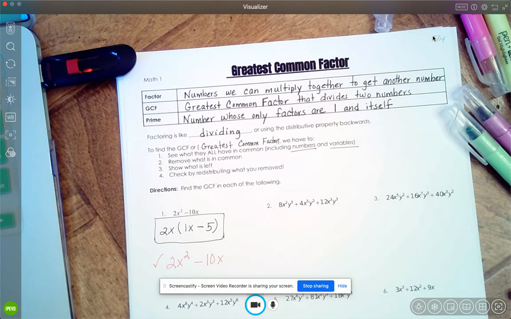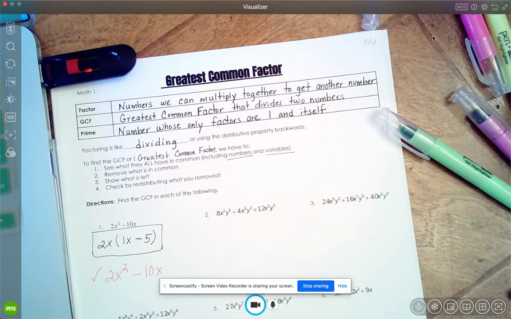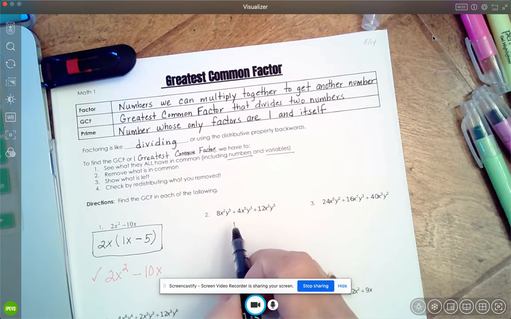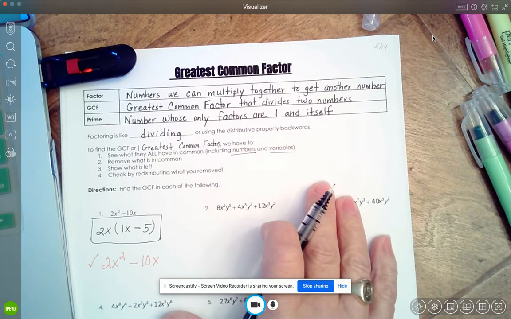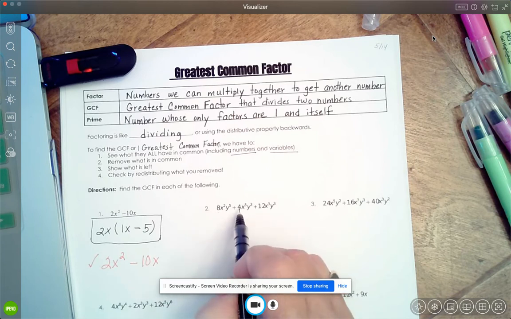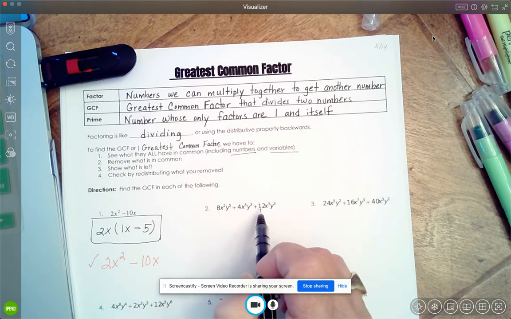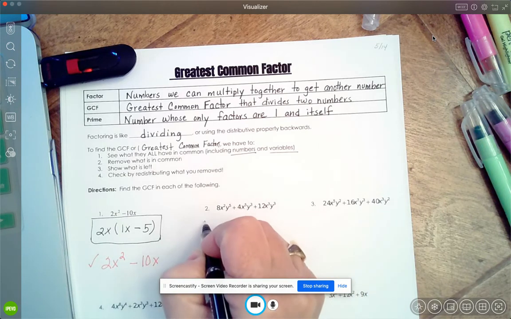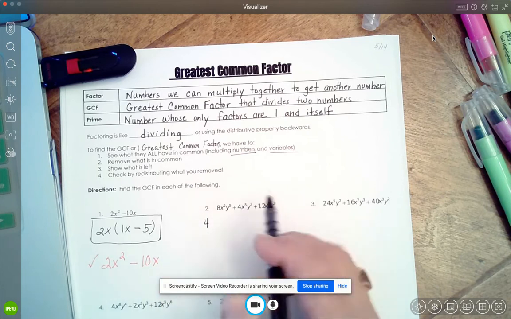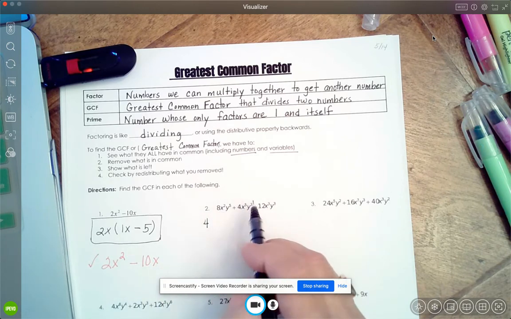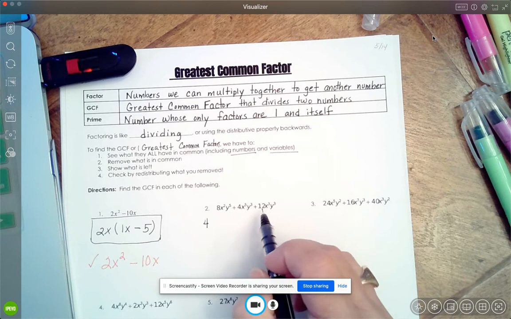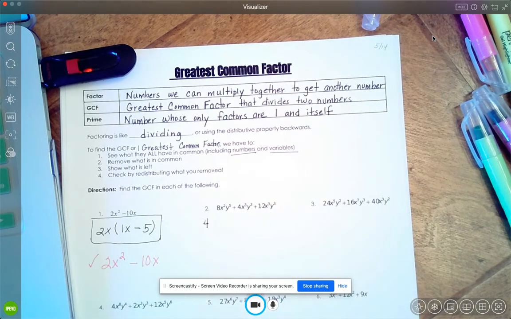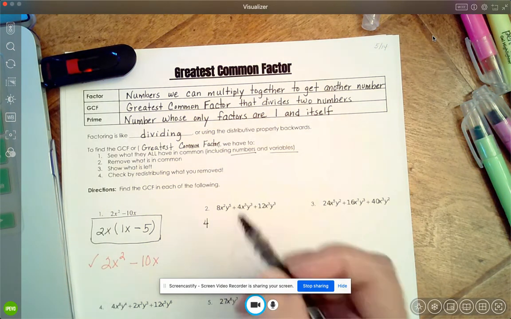So let's look at some that are more complicated. How about over here at this one? All right. I have an 8, a 4, and a 12. What is the common factor between 8, 4, and 12? It is 4. I can factor a 4 from an 8, a 4 from 4, and a 4 from 12. Now, I could factor a 2 from all of these, but that's not the largest one that I could factor. That's not the greatest one.